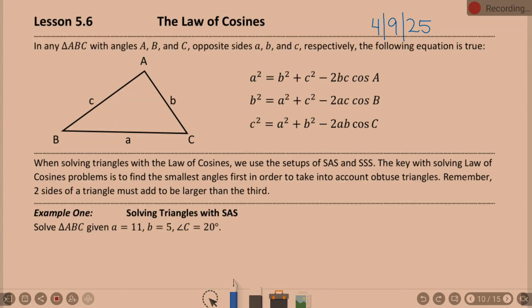Lesson 5.6, Law of Cosines. Another way to find the missing sides and angles in a triangle. Now, the majority of the time, law of sines works for a certain type of triangles. Law of cosines works for other certain types of triangles.